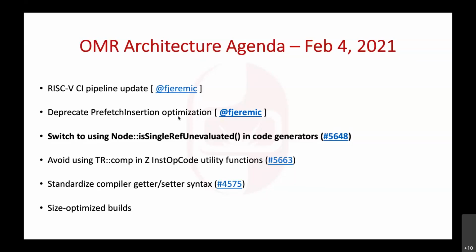I mean, in those cases you're talking about where we're looking at constants and things like that, you could technically argue that node was never actually evaluated because we never actually call CG evaluate on it. I agree it's a bit ambiguous what exactly single ref unevaluated means.